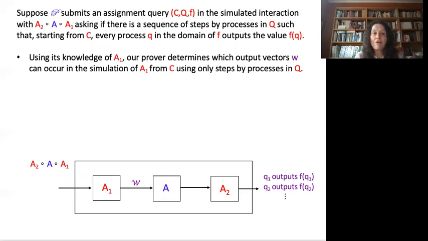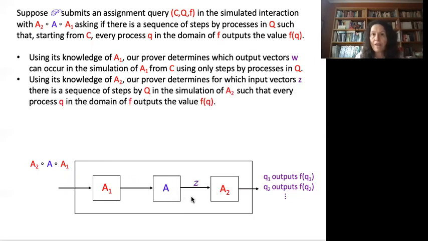The rough idea is as follows. Using its knowledge of A1, our prover determines which output vectors W can occur in the simulation of A1 from C using only steps by processes in Q. Then, using its knowledge of A2, our prover determines for which input vector Z there is a sequence of steps by processes in Q in the simulation of A2 such that every process Q in the domain of F outputs the value F of Q.